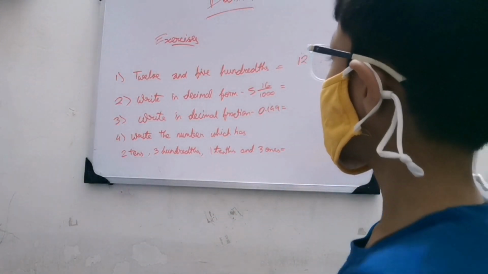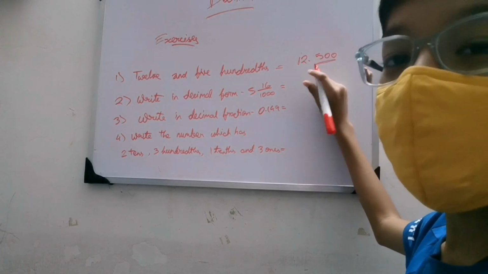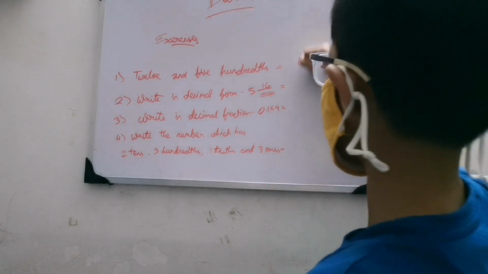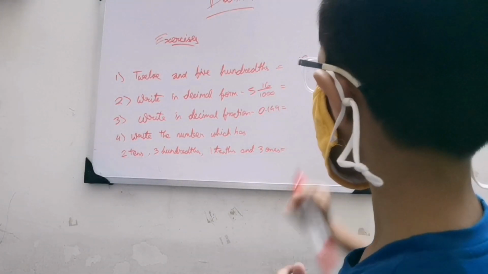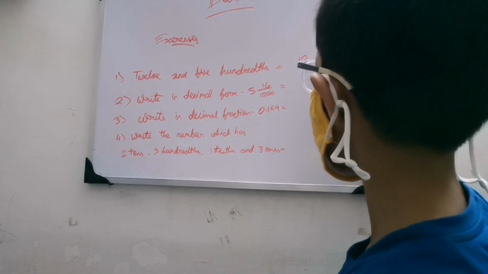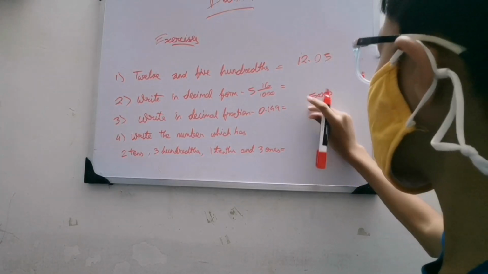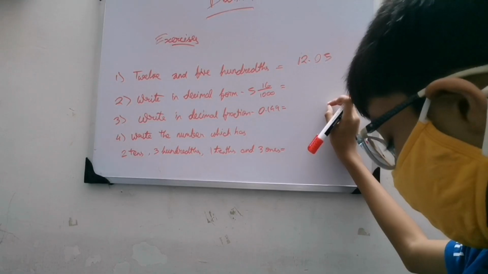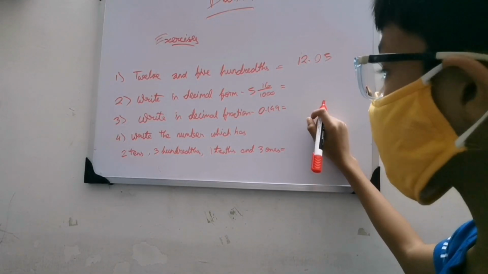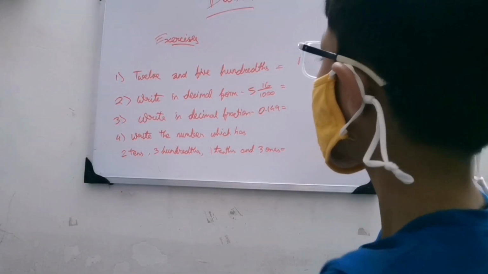Now one thing, this thing will not actually be the answer. Since they say 500 DTHs, the answer will be 12.05. Now next question, write in decimal form.